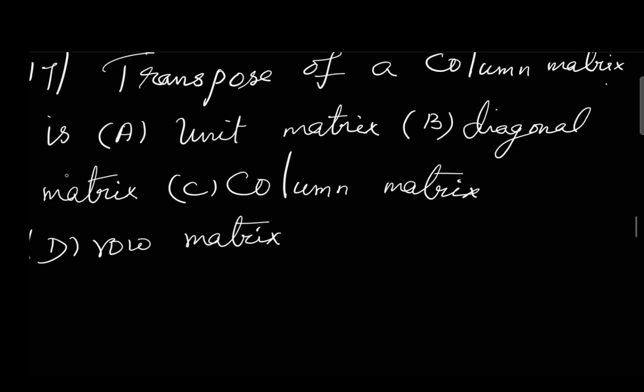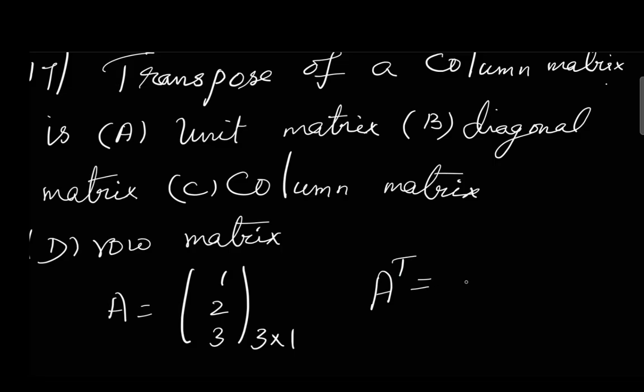Transpose of a column matrix. See, column matrix, for example, let me take 1, 2, 3. Three rows but only one column. If the matrix has only one column, it is a column matrix. I make it a transpose. Transpose is 1, 2, 3. So 1 row and 3 columns. So the transpose of a column matrix becomes the row matrix.